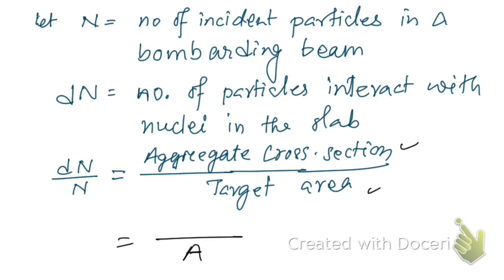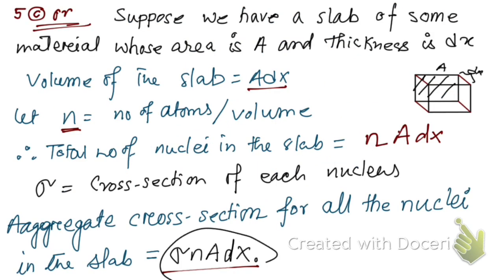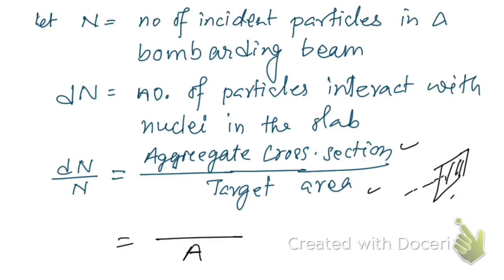Okay, that means this is the slab, let me draw it this way. Suppose this is the slab, and it is bombarded with N particles, and this is the targeted area, and out of that, the aggregate cross section of this slab is what we have got. So let's put this one here: sigma n A dx. Now let's cancel A, then it's going to give you this. Therefore from here we are going to get the cross section, that is sigma.